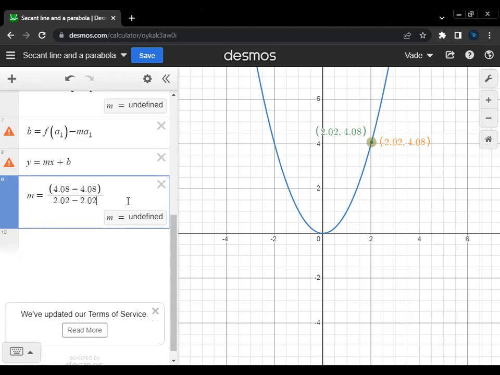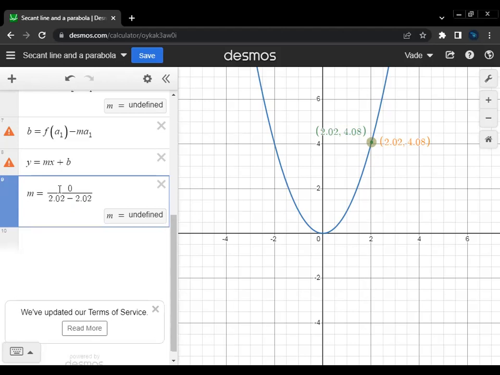What's undefined? Undefined, because this one will lead to 0 if your numerator is 0, because you can divide 0 by any number. But having 0 below, on the denominator, is invalid. Why? Because you cannot divide by 0. So what's the result here? The result will be 0 over 0. So your slope is undefined, invalid.